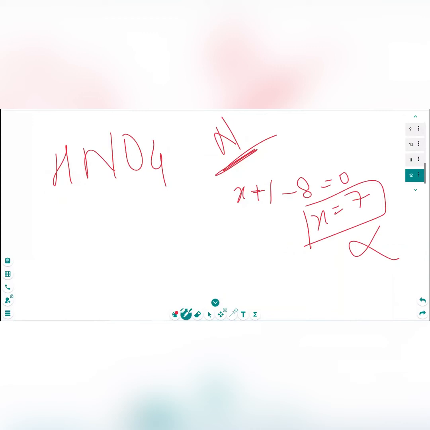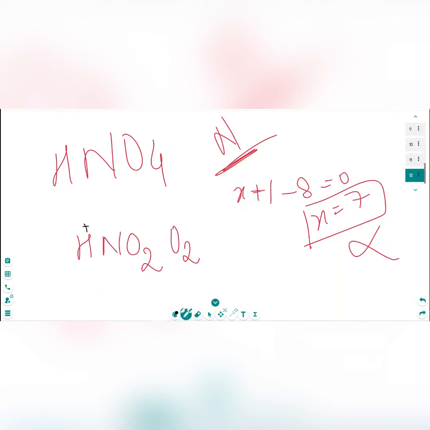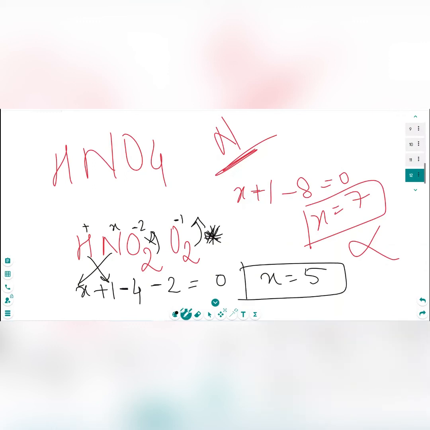So again, the same case, we will consider one oxygen as peroxide. So now HNO2 and this one will be in the form of peroxide. Now how will you write? See, this is +1, this you don't know, this is -2 and this is -1. Why? Because one you will consider in the peroxide form. So X plus 1, this will be 2 into -2, which is -4, and this will be 2 into -1. Remember, this will be a multiplication. So this will be -2, which is equal to 0. Hence, you make it -6. X equal to 5.